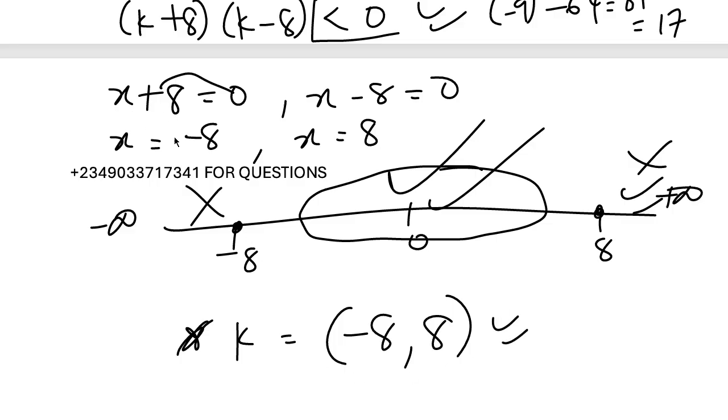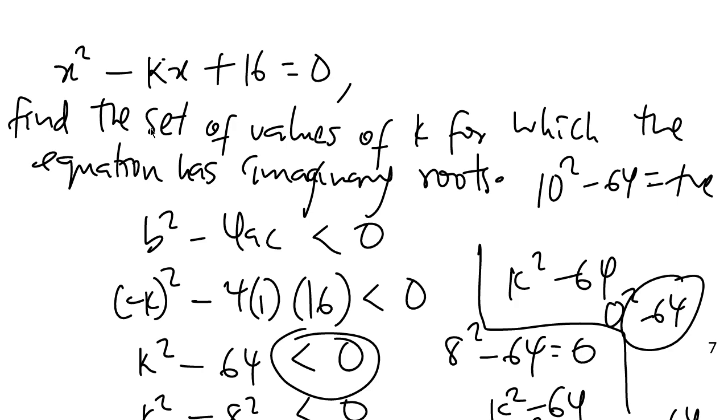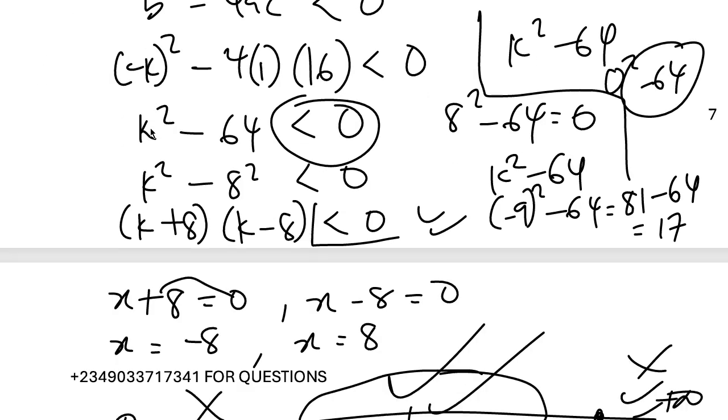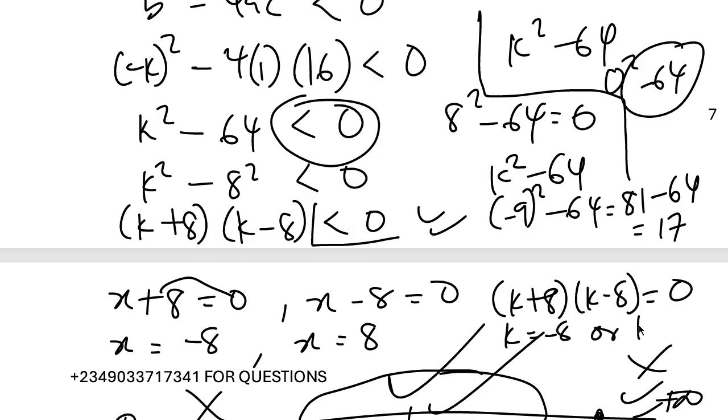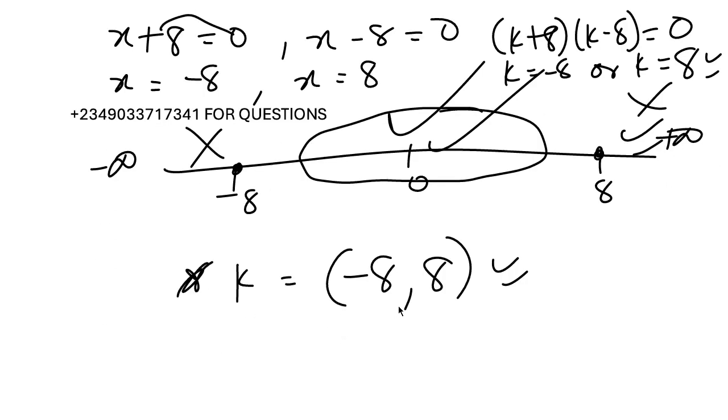But if, for example, this question we just solved now, that said x squared minus kx plus 16, they say find the set of values of k for which the equation has equal roots, you will just solve this equation, that's k plus 8 into k minus 8, and equate it to 0. And that means that k is equal to minus 8, or k is equal to 8. These are the two values. But in this case, we are looking at a range. So you can see because of this inequality, it's not the same thing. We are looking for values in between minus 8 and 8. That's what this means.